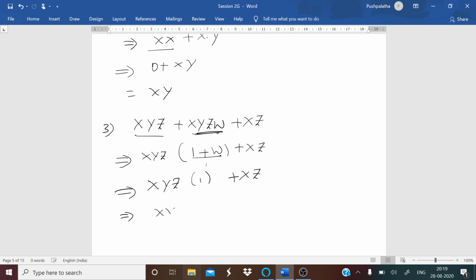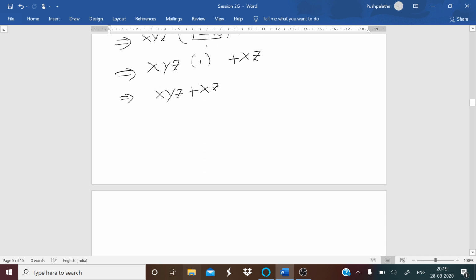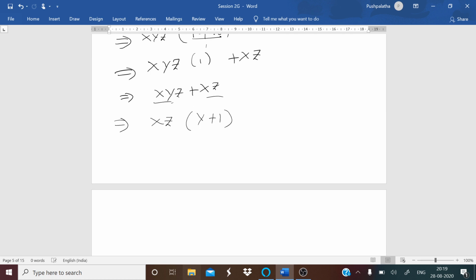So this becomes xyz plus xz. Now, the next step. What is common in these two? X and Z. What remains here? Y plus 1. So x into z into 1. Y plus 1 equals 1, the properties of 0 and 1. So this is x into z. This is your simplified answer.